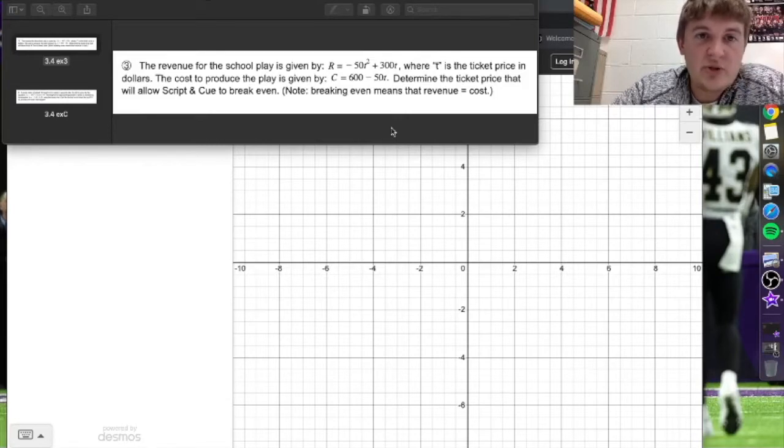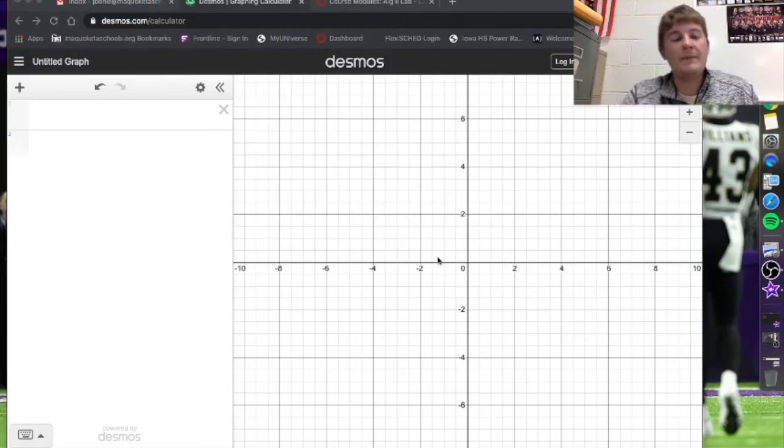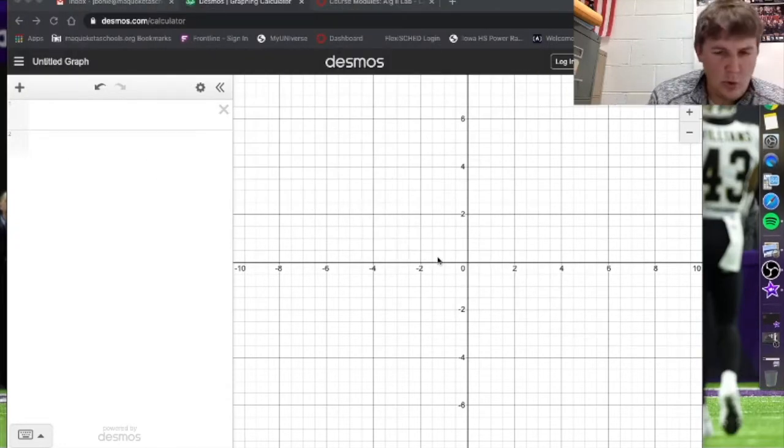Okay, so this is number 3 on the 3.4 notes, page 4. The revenue for the school play is given by R equals negative 50t squared plus 300t, where t is the ticket price in dollars. The cost to produce the play is given by C equals 600 minus 50t. Determine the ticket price that will allow Script and Cue to break even. Break even means that they want to know when revenue is equal to cost. In these particular problems, I want to know when that revenue is equal to that cost.